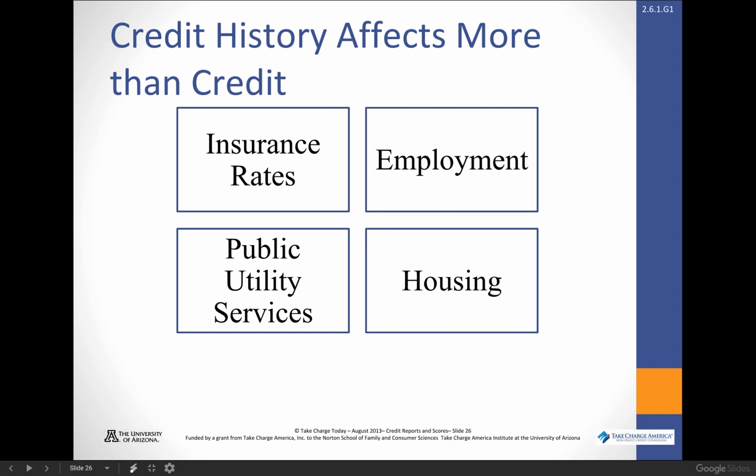The same goes for housing. You may be denied to move into an apartment based on your credit history. Some types of jobs may look at credit history, as well as public utility services. If there are multiple companies to get internet through, they could deny you internet because your credit score may not be high enough for them.